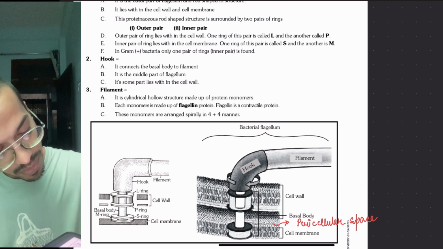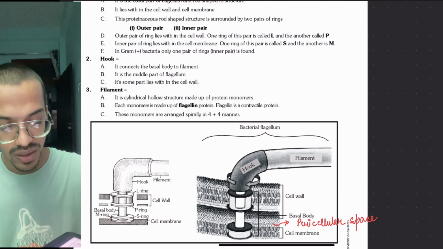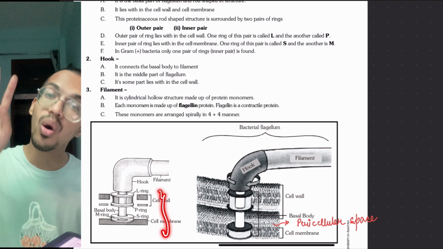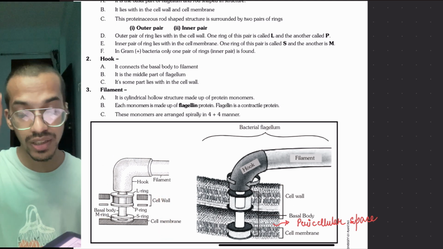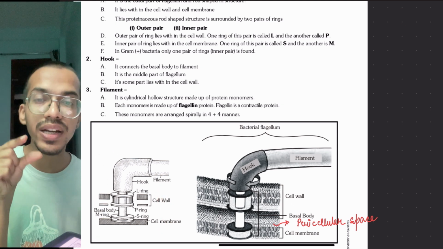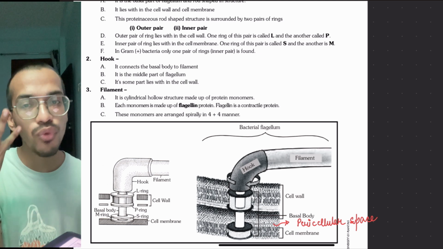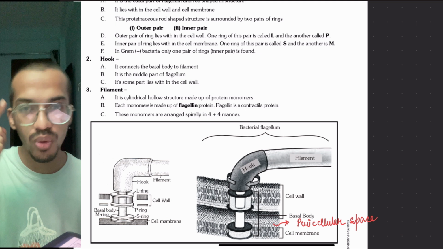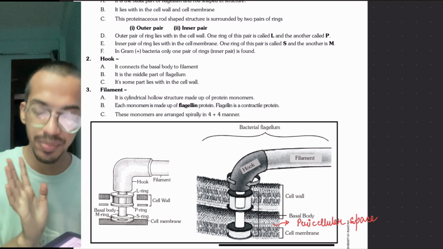Let's see the basal part which is present. Now in this basal part there are certain rings present. There are two outer pair of rings and one inner pair of rings. In total, four rings are present, two outer and two inner, and we call it one outer ring pair and one inner pair.